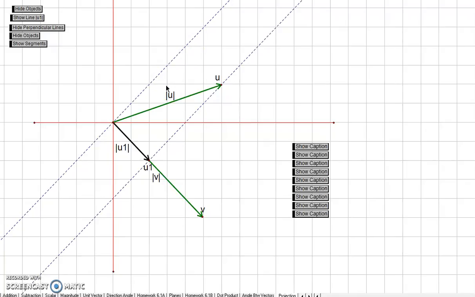So in our formula, maybe if I write down our formula, just so we can reference that, the projection of u onto v, so that's what we mean with u sub 1. Our formula says take the dot product of u and v.